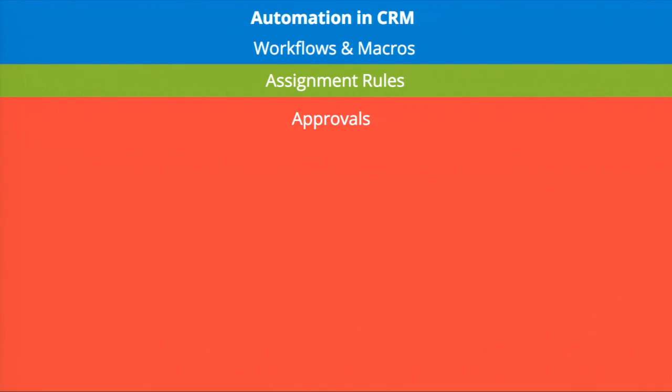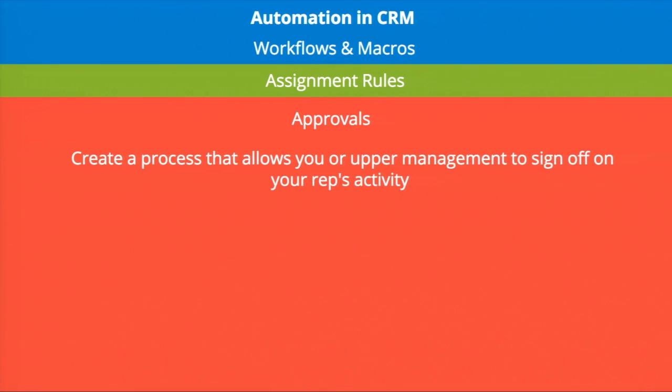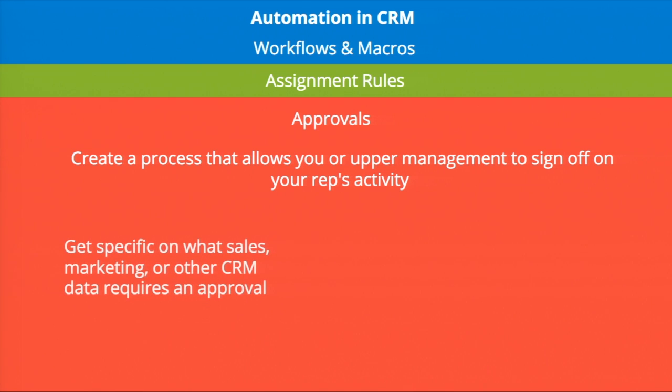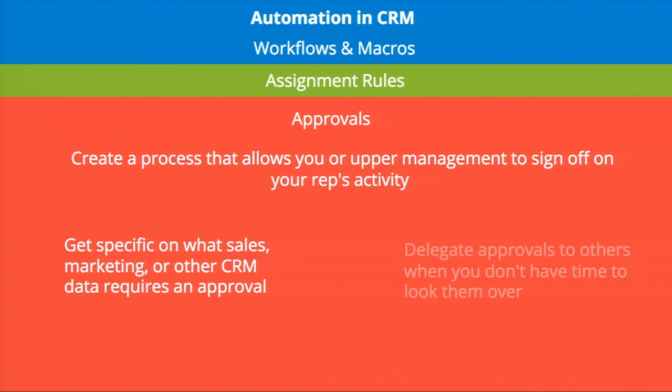The last thing that we talked about is the approval process. This allows you to create a check or a balance, for example, so that your upper management or someone like yourself can sign off on something before it continues. So if a potential is created that's above 100 grand and you want to make sure that a manager approves it, you can make that approval process take place. You can get specific on what sales, marketing, or other CRM data requires that approval.